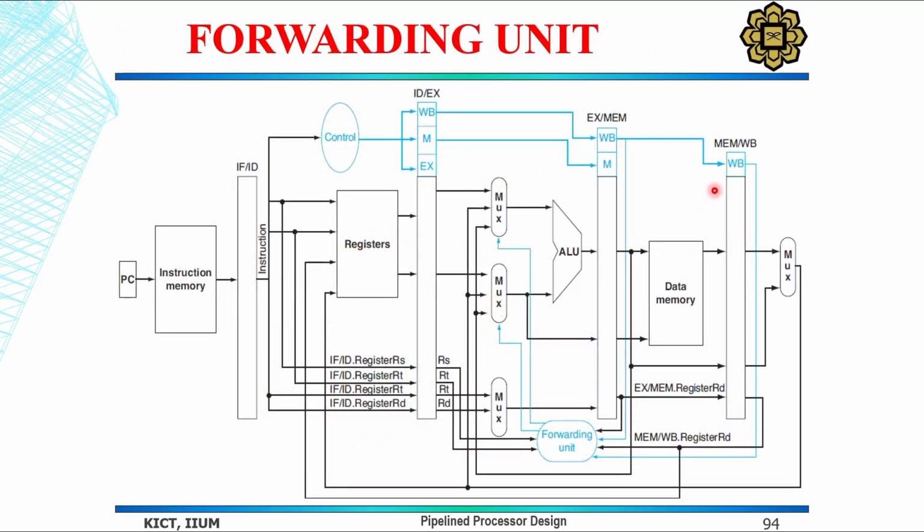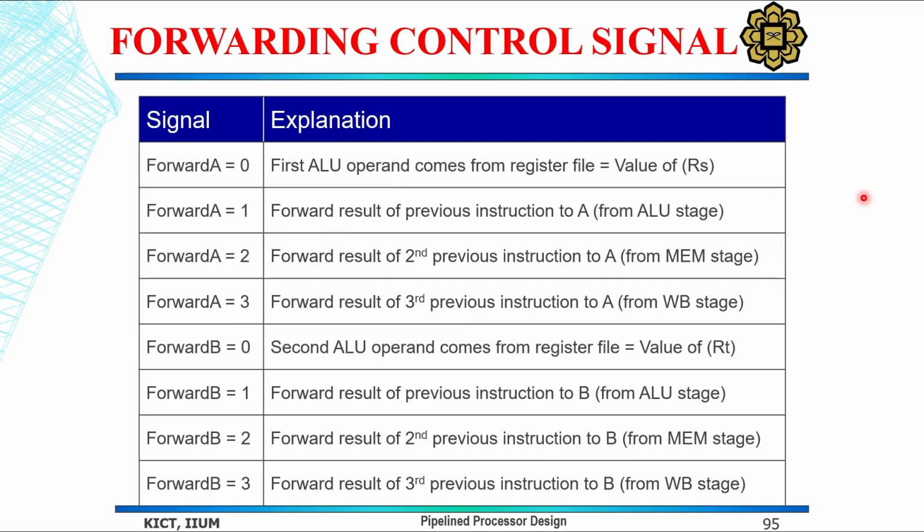Here is the forwarding unit, which is added in this structure and controls the forwarding. As mentioned in the previous slides, multiplexers are added for the forwarding. After the ALU and write back stages, the data is fed back to this one, and there are control signals, forward A and forward B, which manage this forwarding.